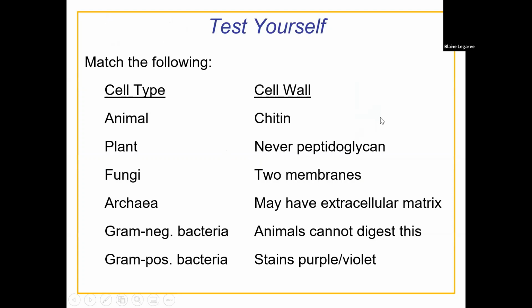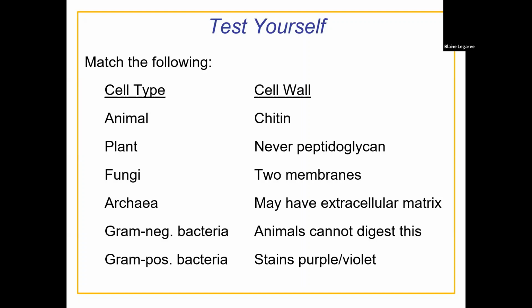Okay, so we have a matching question here around cell walls. Let's think about our cell walls for a minute. You can see I have some descriptors on the right and the cell type on the left. So let's go through these one by one. Animal cells, remember, do not have a cell wall. So let's look at our answers.